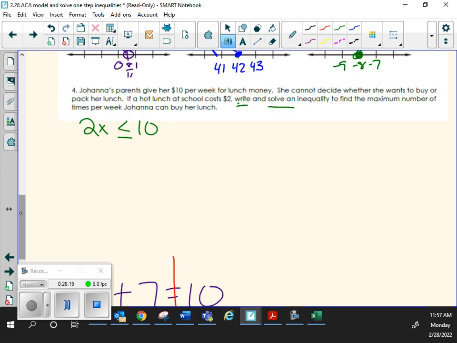What operation is happening? Undo it with division. Very good. Divide by 2. Okay, tell me what I'm left with. 5 over here. x, and less than or equal to. Okay? Are we understanding how that works? And does that make sense? What is the maximum number of times you could buy a lunch? 5 lunches maximum. That also makes sense too. Unfortunately, not all word problems make exact sense like that, but yes, this one does.